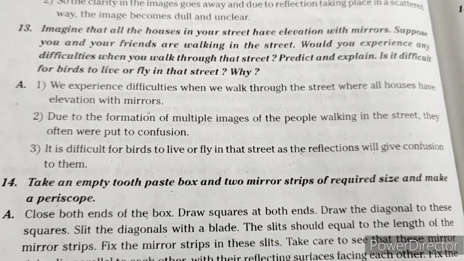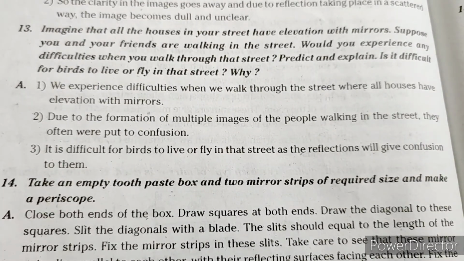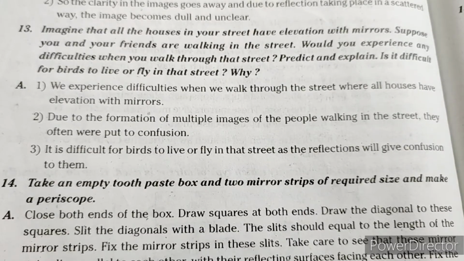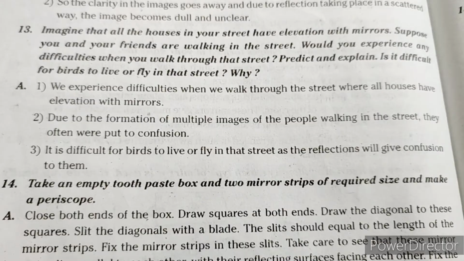So when you see multiple images, you will get confused, okay? We don't understand whether there is a house or whether there is a road, whatever, okay? And similarly, birds also get confused. They don't understand whether there is a tree or not, okay? So that's why they get confused.